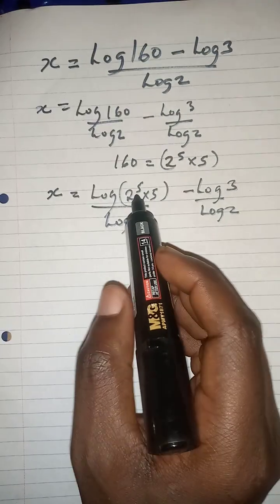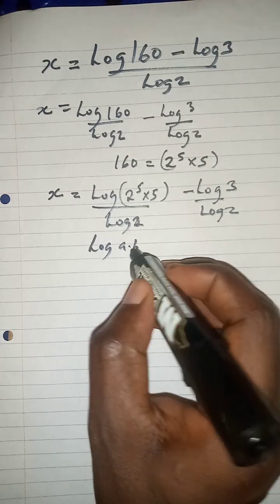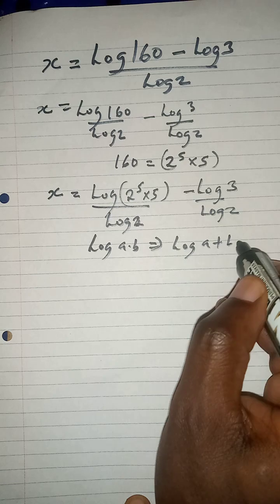I'm going to separate since I'm using the log of A multiplied by B. Then this is going to be written as log A plus log of B.